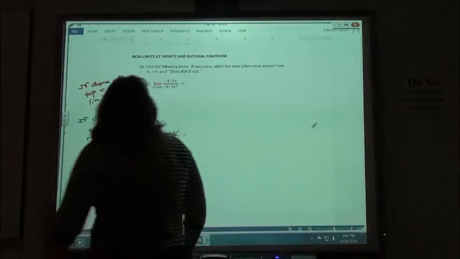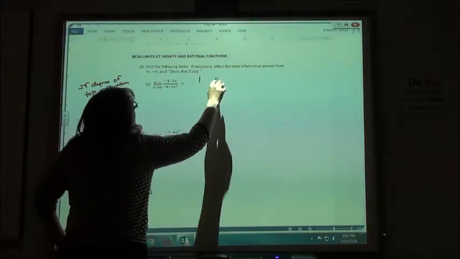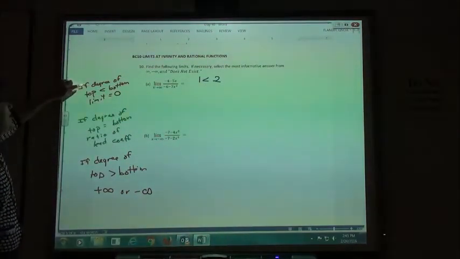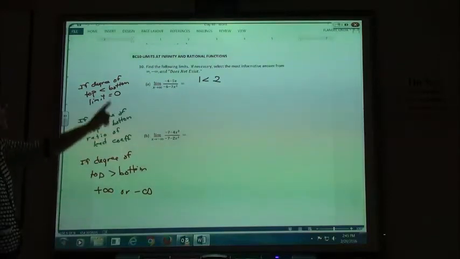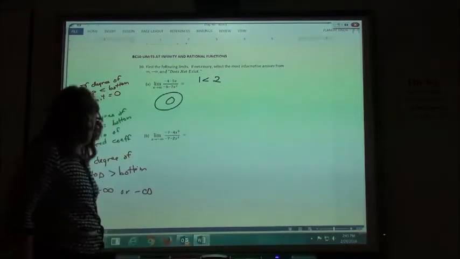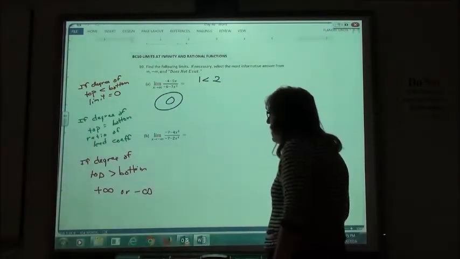So here, the degree of the top is 1. The degree of the bottom is 2. 1 is less than 2. So the degree of the top is less than the degree of the bottom. Well, that makes it really easy. The limit as x approaches infinity is just going to be 0. Hey, I'm done. That was an easy one to do. Wish they all were that way.